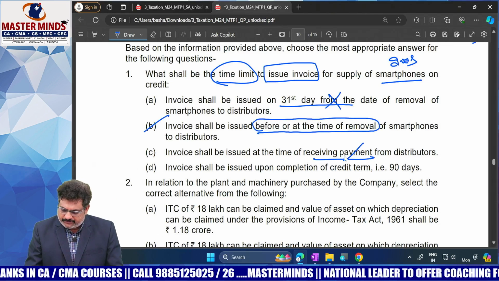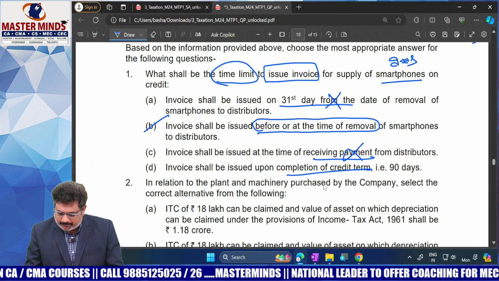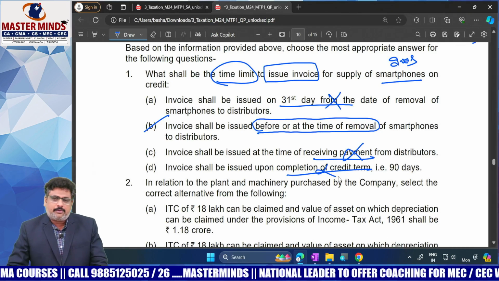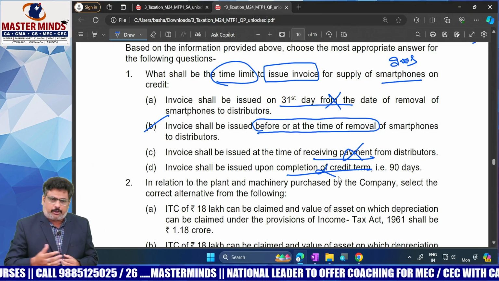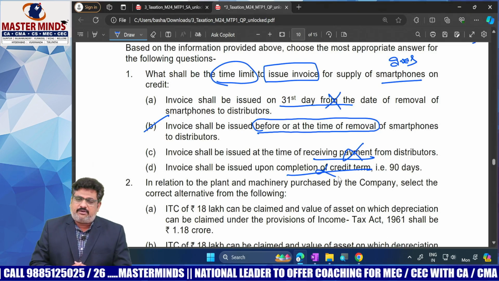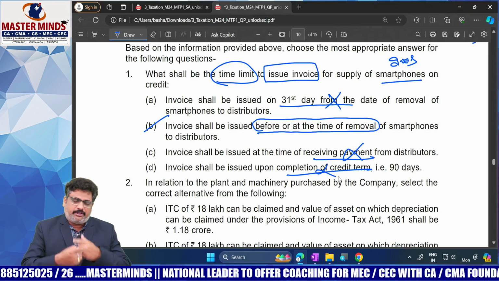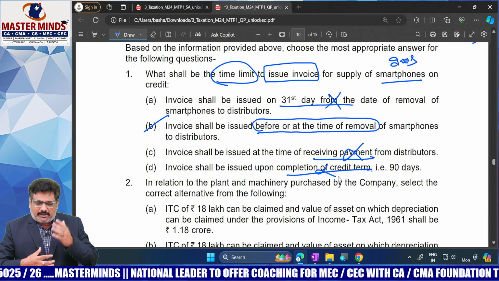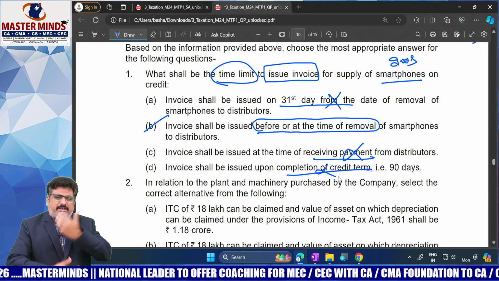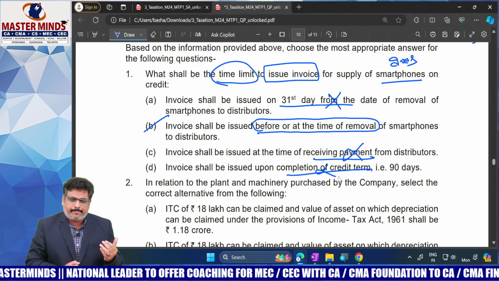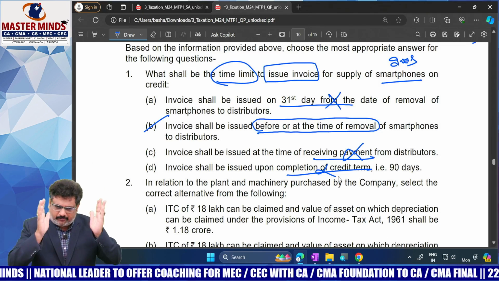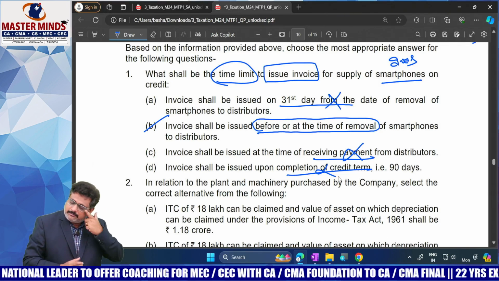At the time of receiving the payment, no. Upon the completion of the credit term, no. So what is the best answer now here? Option B. That means in order to answer this particular question, you need to remember the things. Definitely those things shall immediately come to your mind. Okay, this is the question and how to answer that.